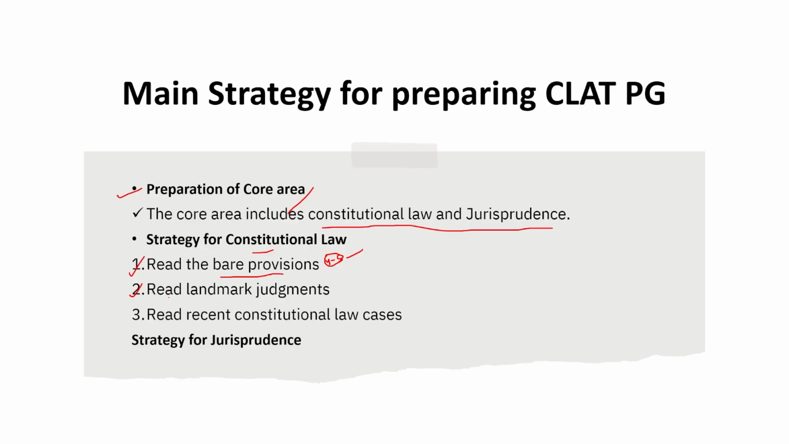So the first thing is that you need to identify which landmark judgments you need to read. If you put in some effort and find out particularly which are the important constitutional landmark judgments, then you will be able to score good marks. A better way to find good landmark judgments is to purchase a book called Landmark Judgment Summaries, written by Samarth Agarwal. You need to purchase the recent edition so you can get recent landmark judgments also.